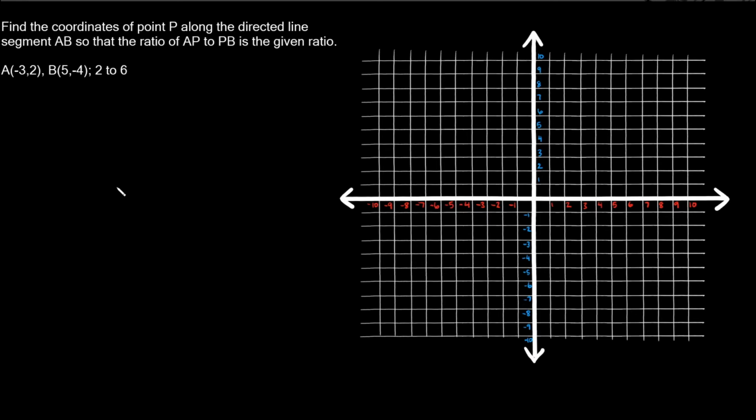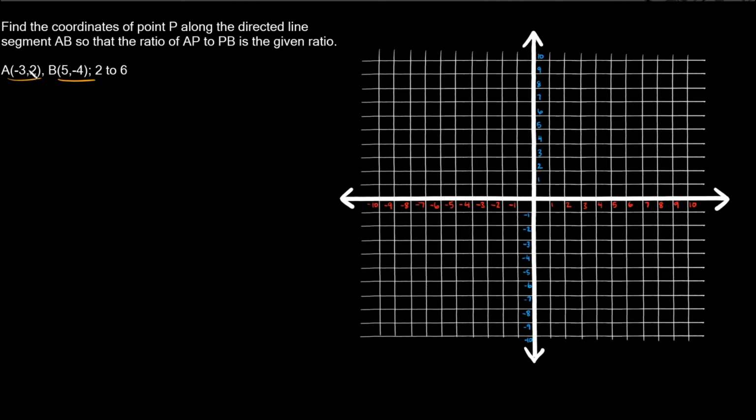All right, so this one's worded a little bit differently, but it's going to be pretty much the exact same process. This one says, find the coordinates of point P along the directed line segment AB so that the ratio of AP to PB is the given ratio. Okay, so here we're going to have to just graph it really quick, and then again, it's going to be the same steps. So first of all, we have to graph these points right here.